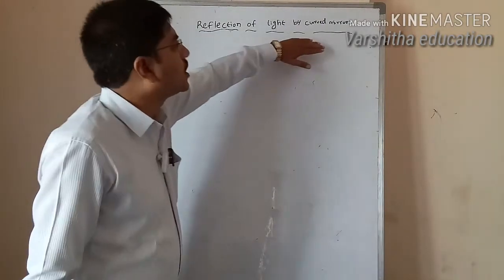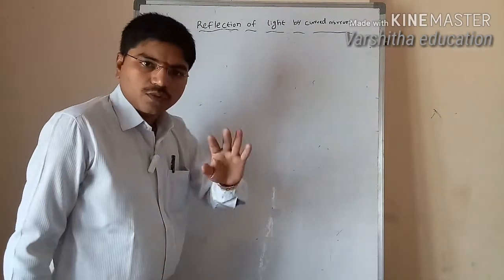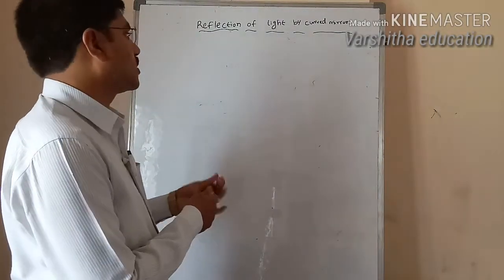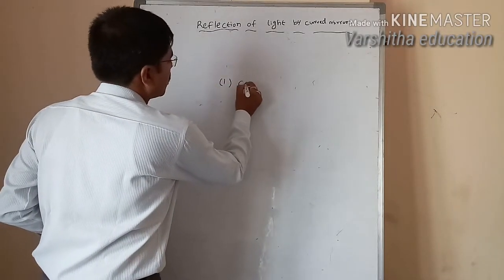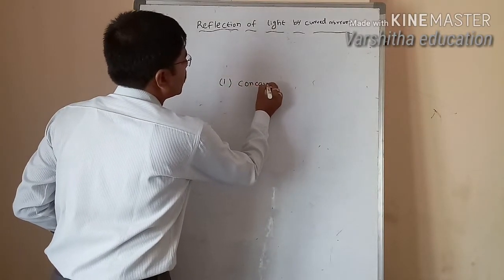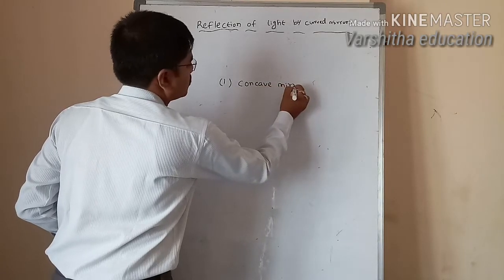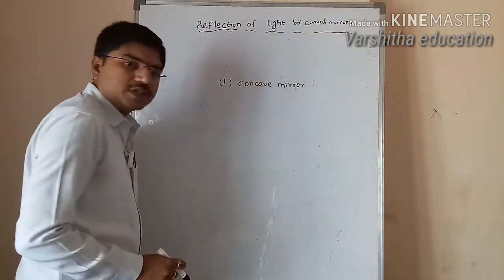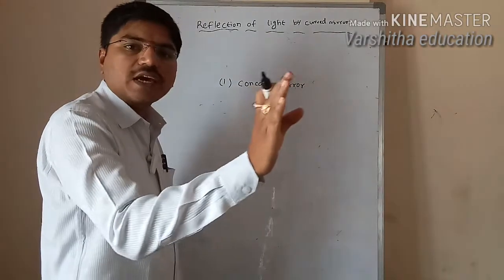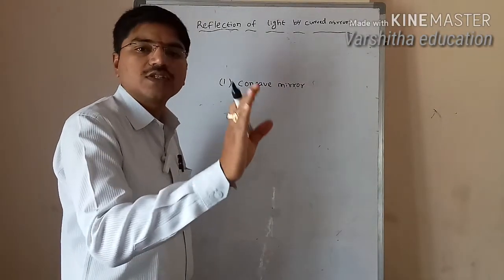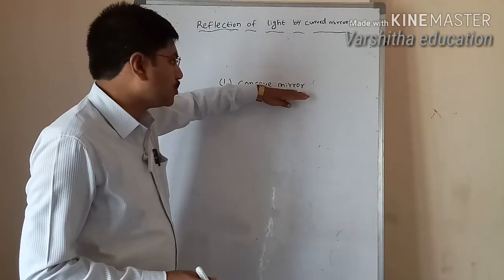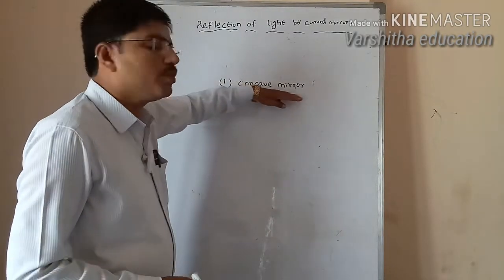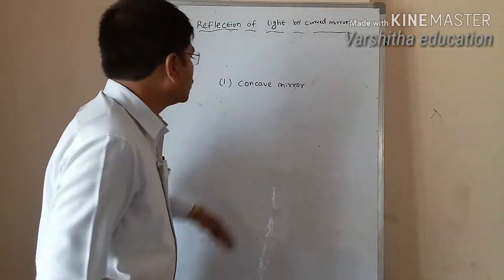So there are different types of curved mirrors. What kind of curved mirrors are there? First of all, I am going to discuss the concave mirror. A mirror is nothing but a surface where only one surface works. The other surface is covered with other materials. That is a mirror. Now I'll show you the concave mirror.